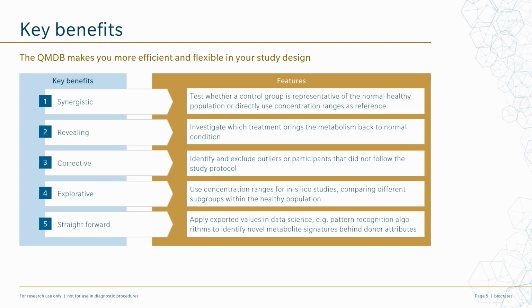It is also possible to use the concentration ranges for in silico studies, comparing different subgroups within the healthy population. Finally, you may apply the exported values in data science, for example as an input for pattern recognition algorithms to identify novel metabolite signatures behind certain donor attributes.